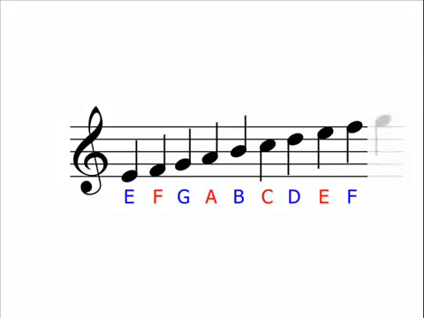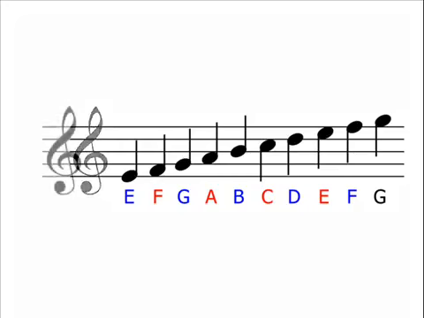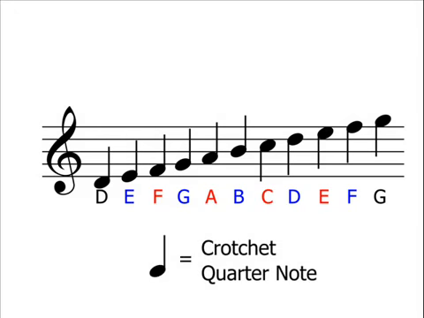So if I added this note, as it sits after the F, we take the next note in the musical alphabet, which is G. The pattern obviously goes backwards as well. If I added this note, as it is before the E, we take the previous note of the musical alphabet. So it's a D.